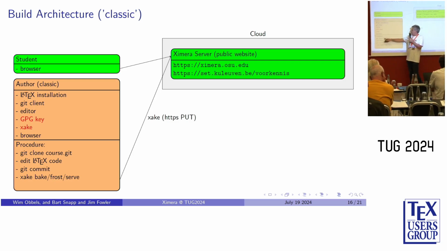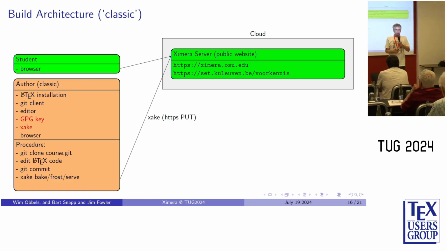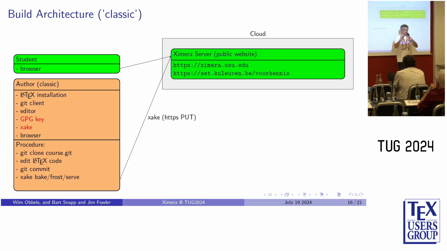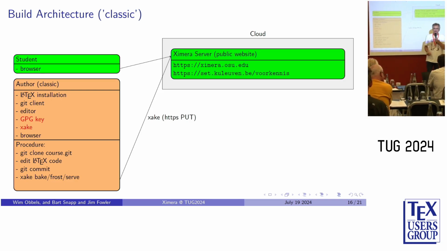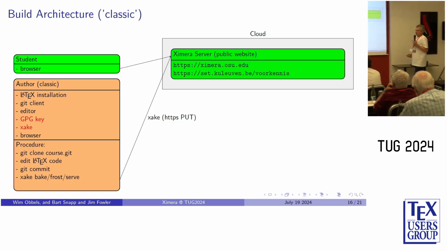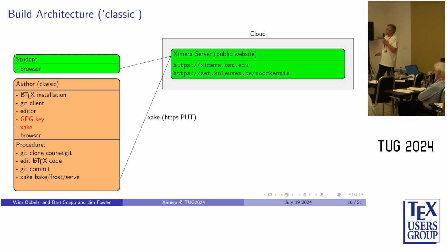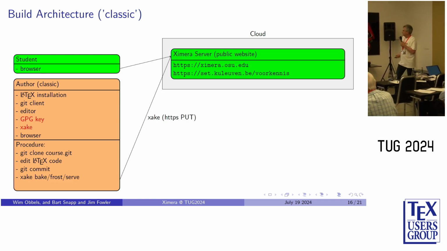What's then the procedure? You git clone the course, you edit your LaTeX code, you commit, and you bake the whole thing that compiles everything. You frost it, that makes it a fixed version, and then you serve it, and it gets published on the website. These are inventions from, I think, Jim or Bart, one of the two at least.